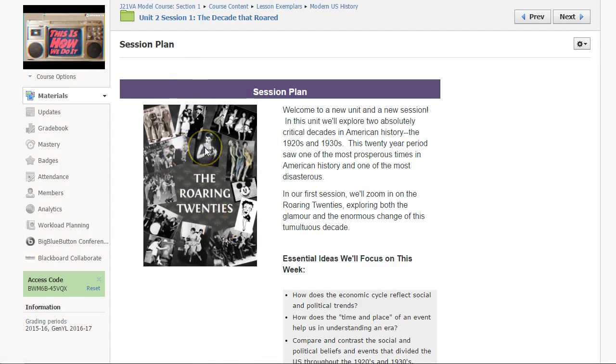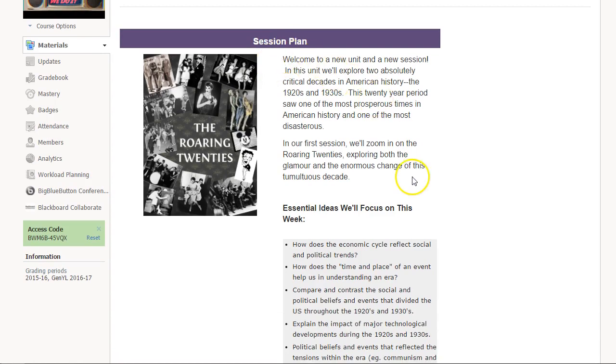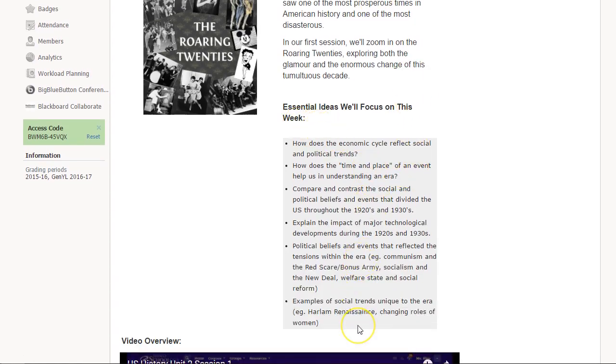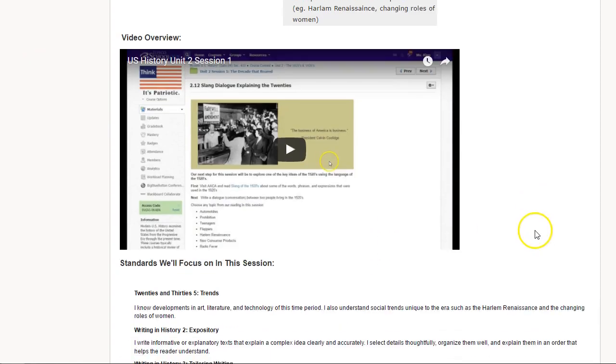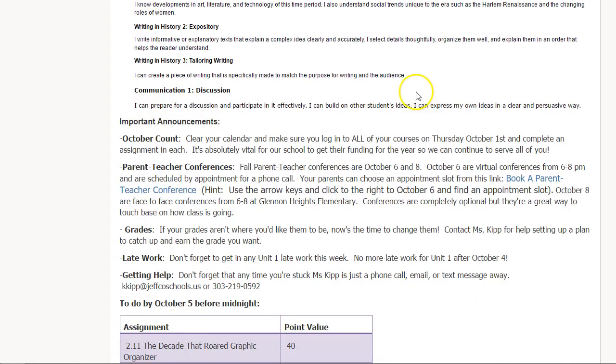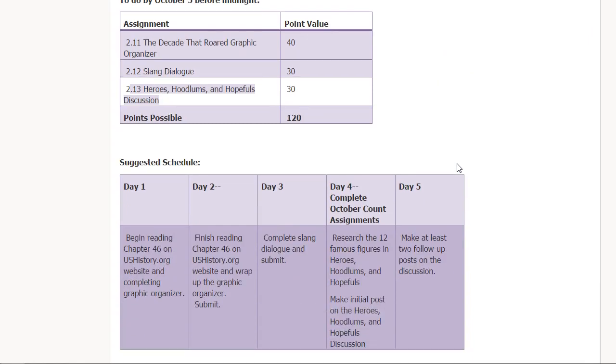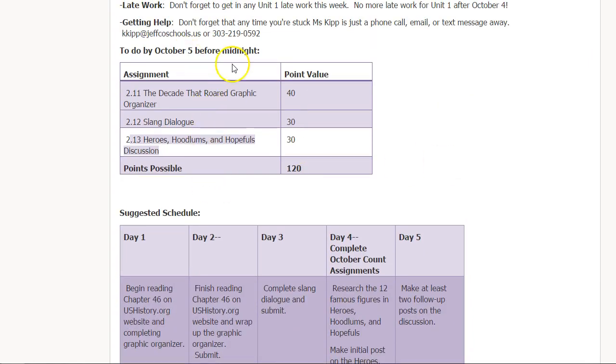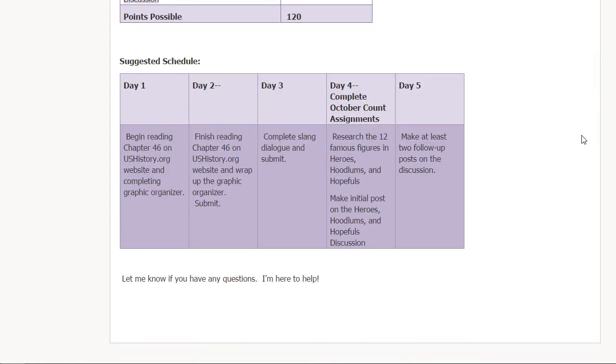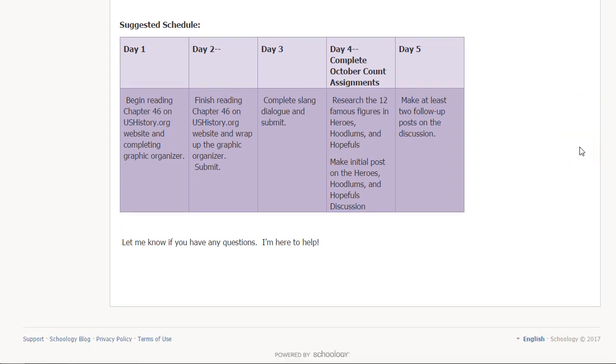Usually in any content that I design, I start with some sort of overview. I find that it's really helpful for learners to be able to see where they're headed for the week. So here you can see there's an overview of the content for the week, an outline of essential ideas that we'll be focusing on. There's a quick video from me talking the students through the content for that week, and there's some standards in here, some announcements, and then, and this is the part that the kids love, an actual list of here's what you need to do this week and what the point value will be for each of those, as well as a suggested schedule. So this is like, how do you break out that week's worth of content into manageable chunks?